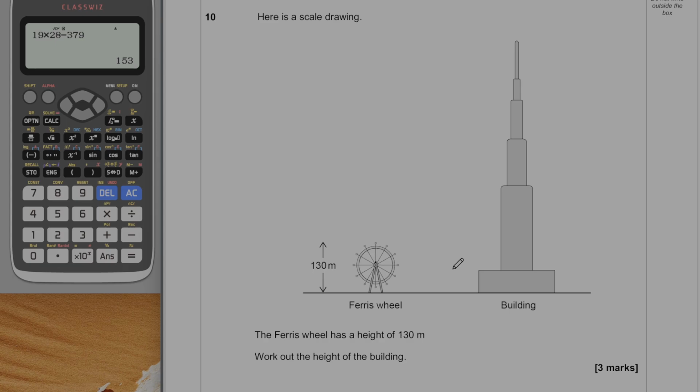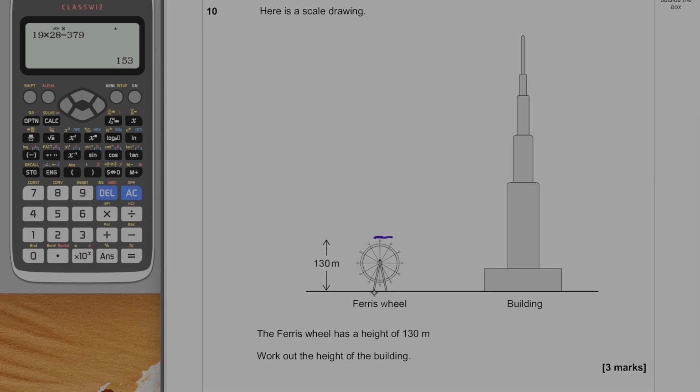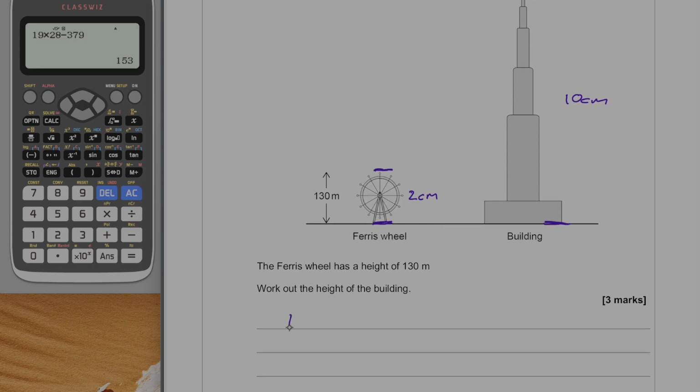Question 10. Here is a scale drawing. We've got a Ferris wheel and we've got a building. The Ferris wheel has a height of 130. Work out the height of the building. If I measure this with a ruler, I've got a paper copy here as well, that's 2 centimeters. And if I measure the height here with a ruler, that's 10 centimeters. So that tells us that this one is 5 times as big. So I'm going to do 130 times by 5. So 130 times by 5 gives me 650 meters.